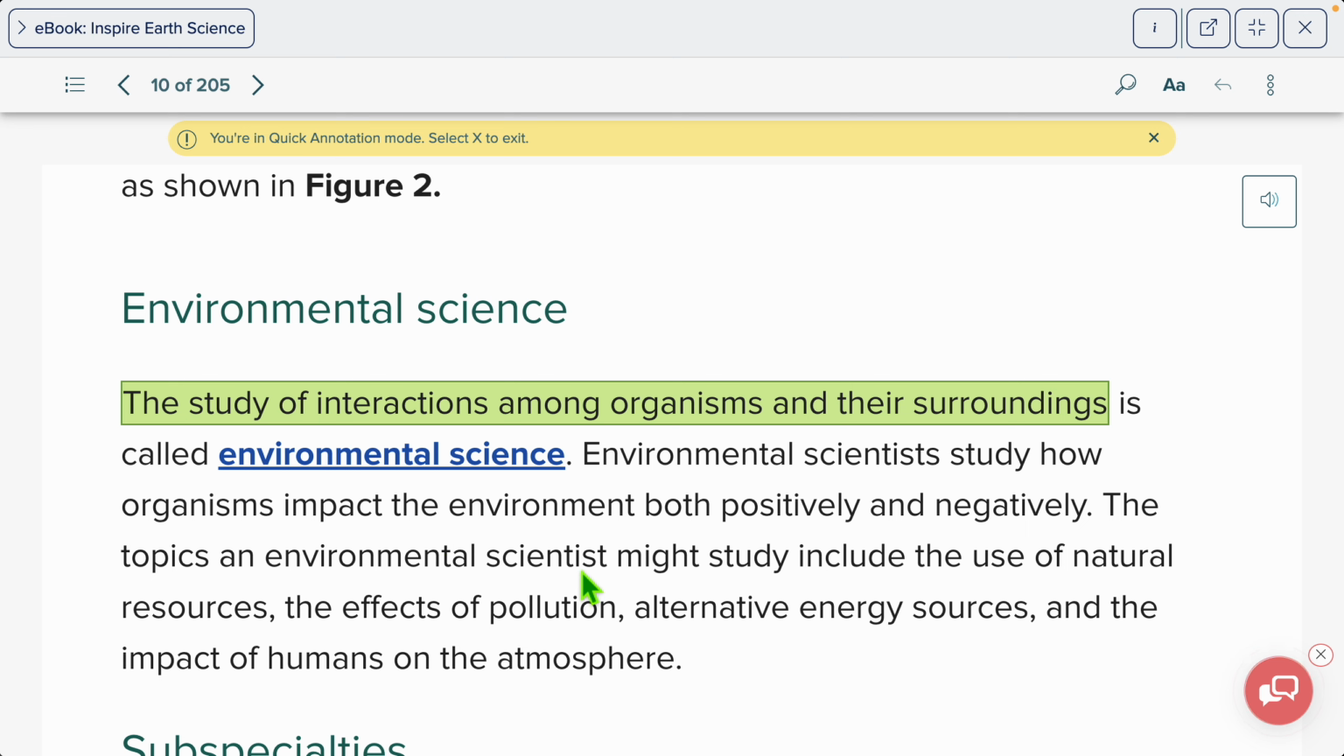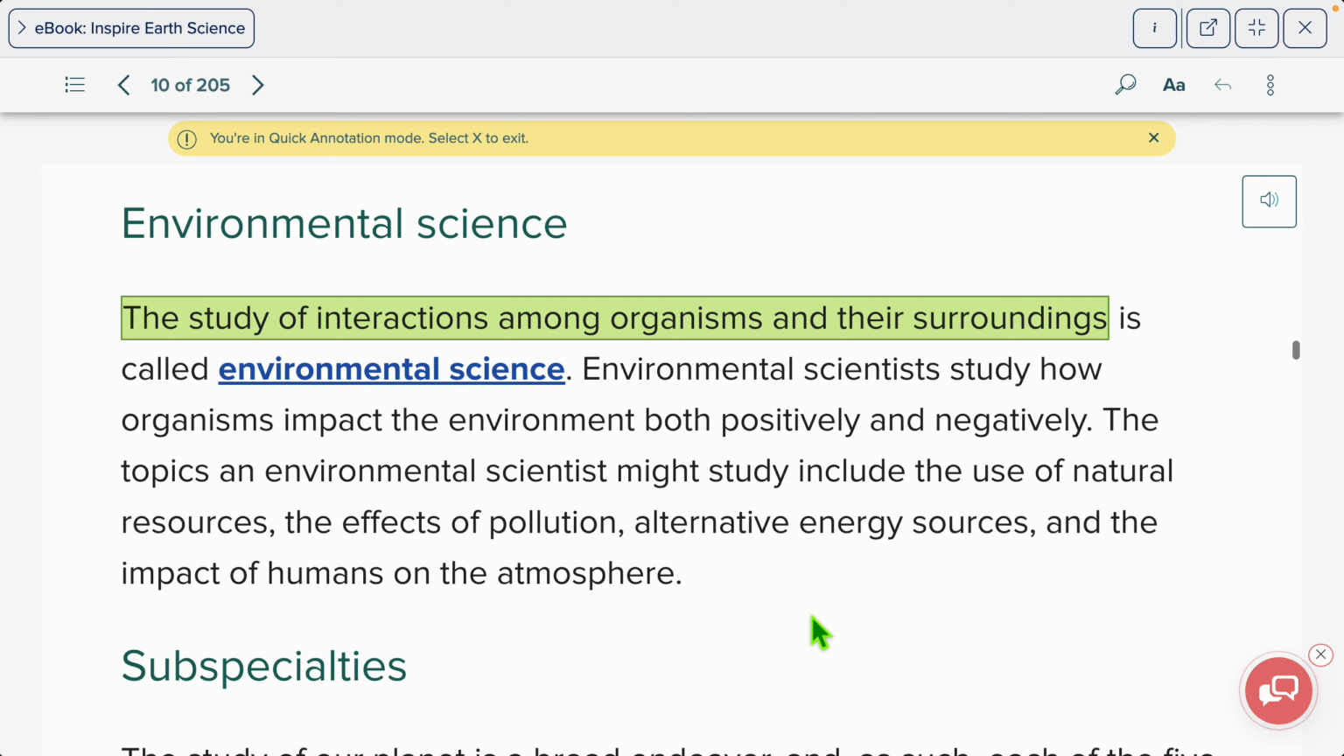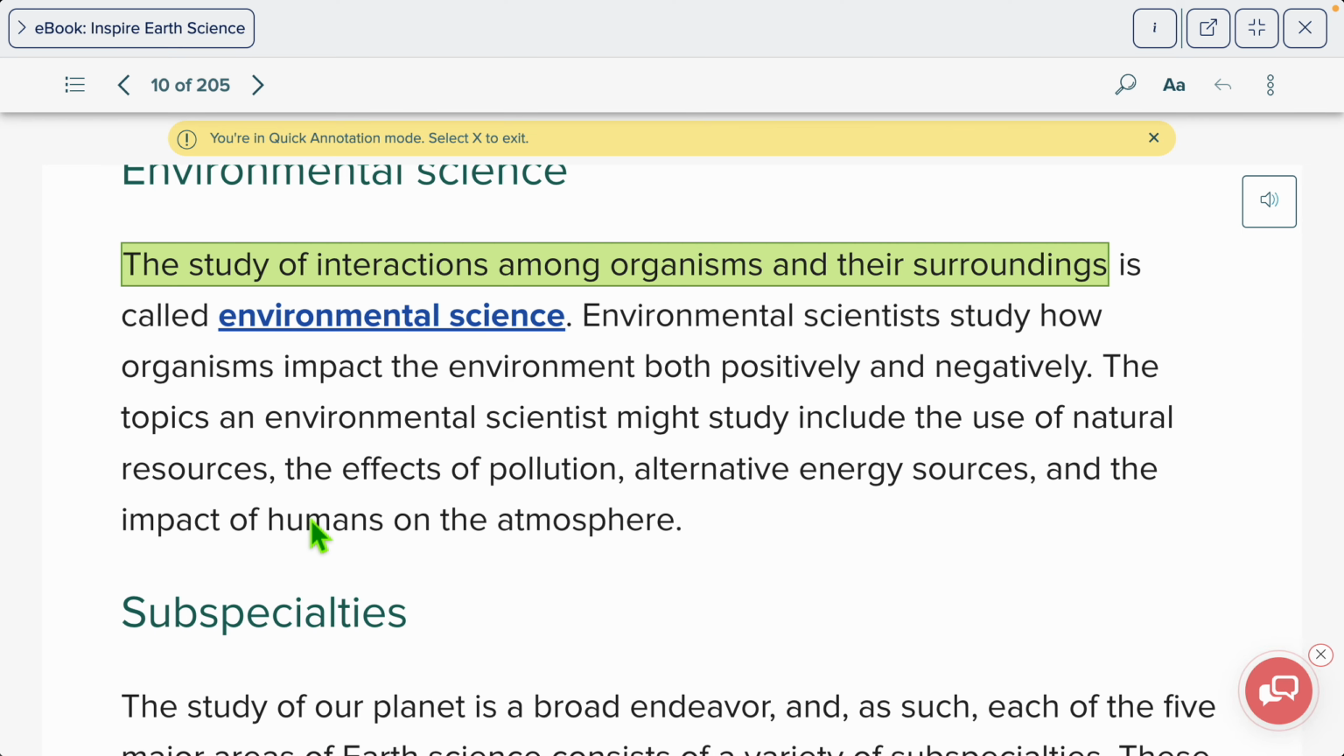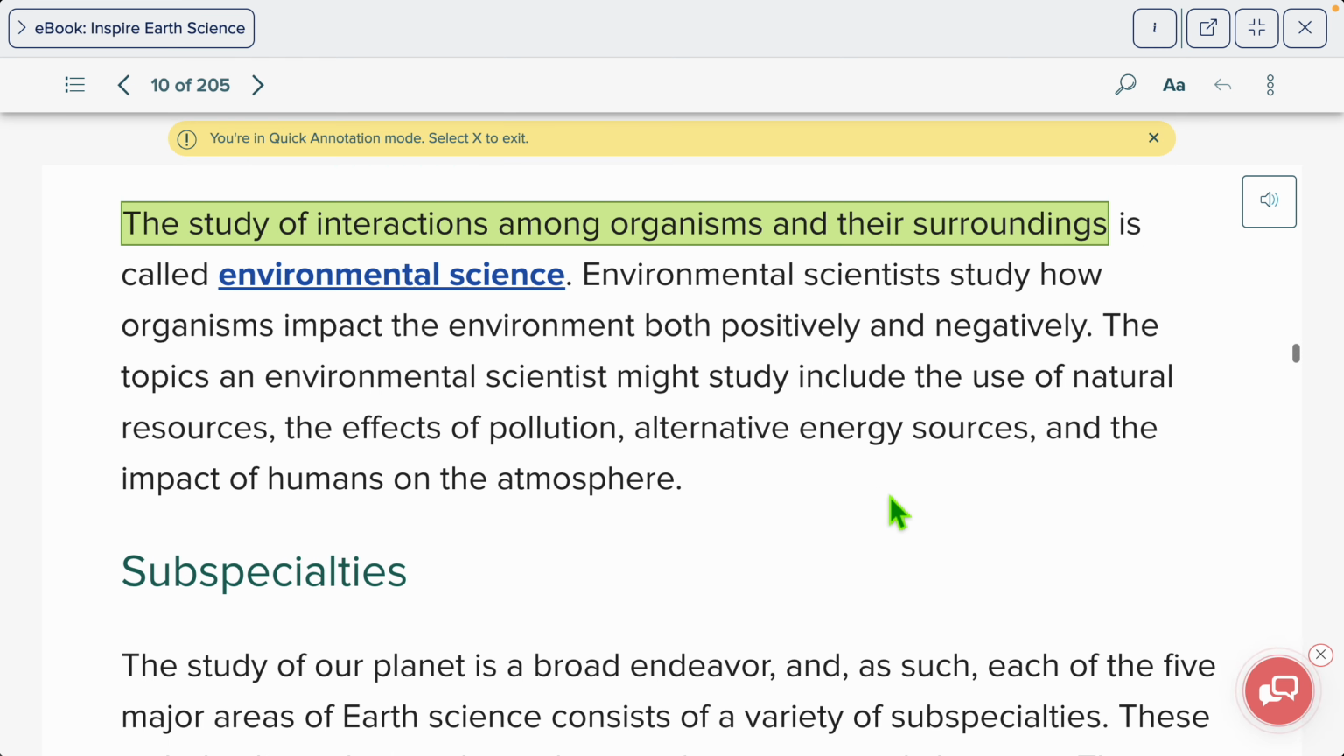The topics an environmental scientist might study include the use of natural resources, the effects of pollution, alternative energy sources, and the impact of humans on the atmosphere. Again, we have humans on the atmosphere, pollution. There are natural sources of pollution, but largely looking at man-made pollution. Alternative energy sources, again, that's more of a human-based thing.